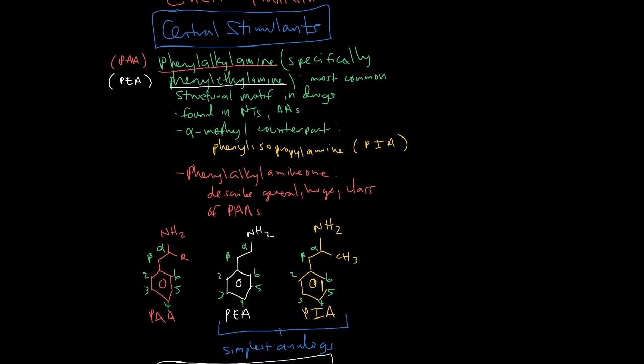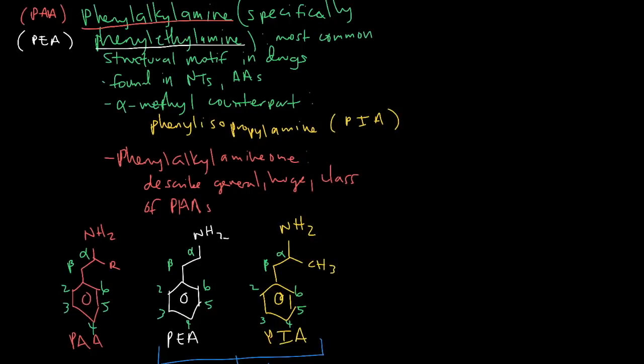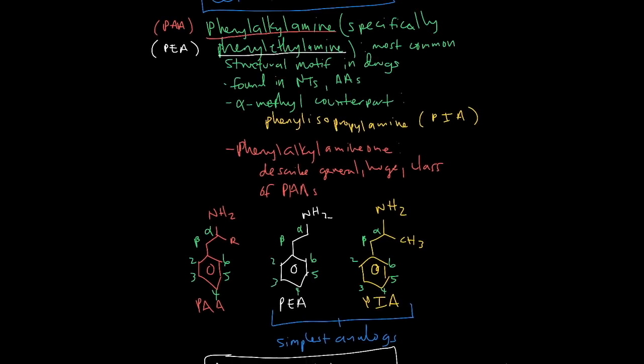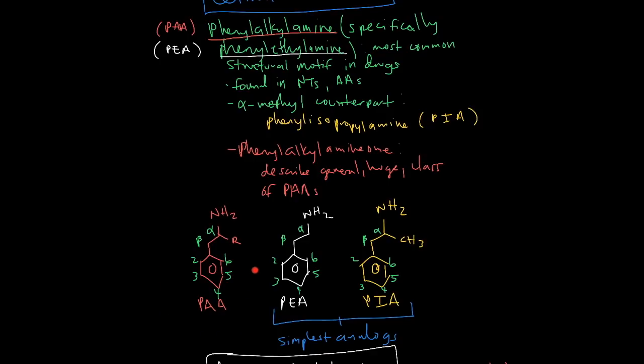The term phenylalkylaminome is a general term used to describe the huge class of PAAs, or phenylalkylamines. To put what I said in pictures, phenylalkylamines are termed so because here's your phenyl, your alkyl group, which is your carbon group, and your amine group. Specifically phenylethylamine over here, you have your phenyl, ethyl, two carbons, carbon 1, carbon 2, and you have your amine. These are the most common structural motifs found in drugs. They're also found in neurotransmitters and amino acids.